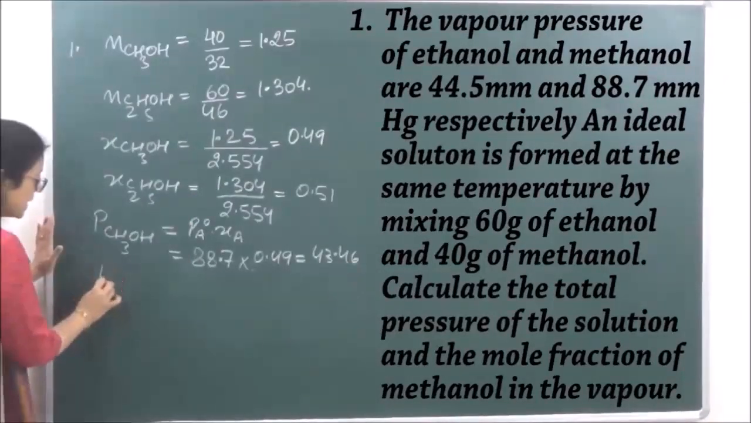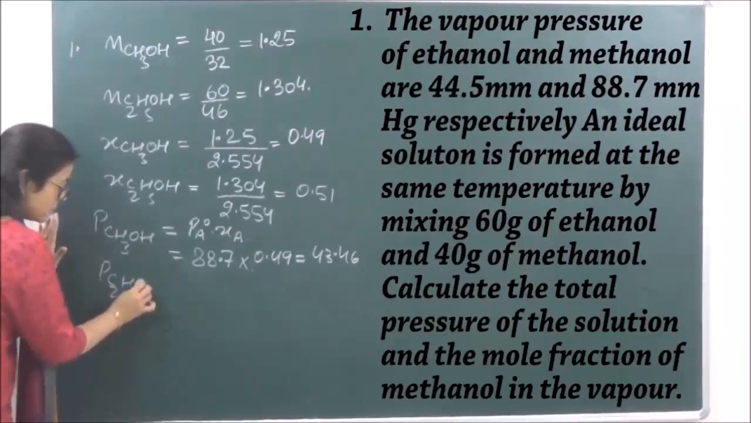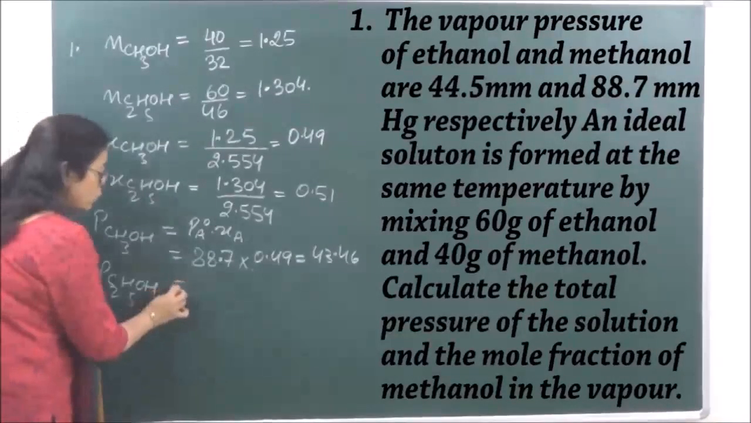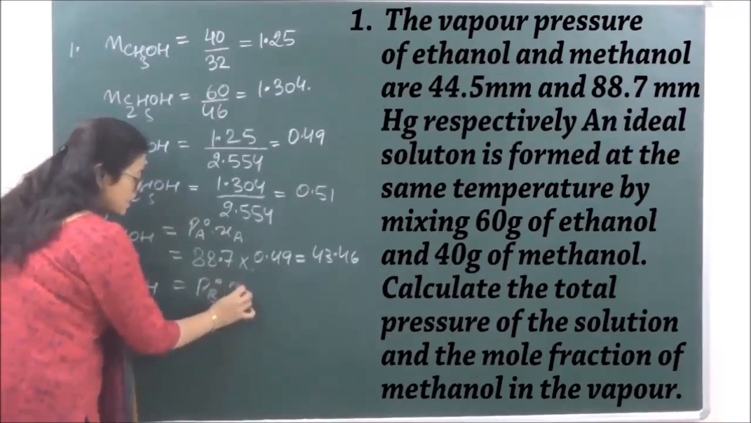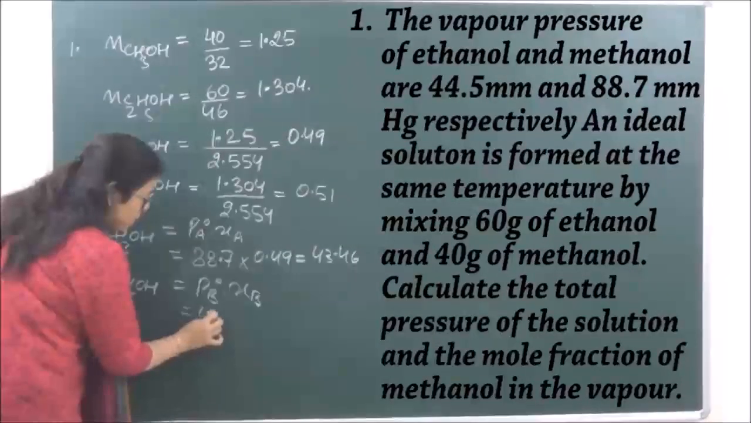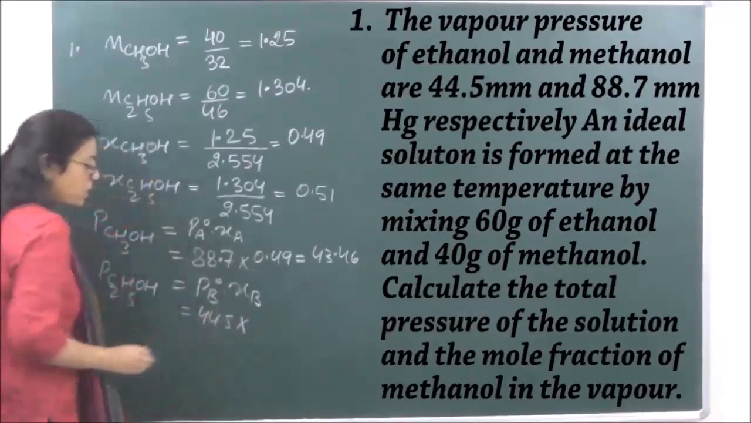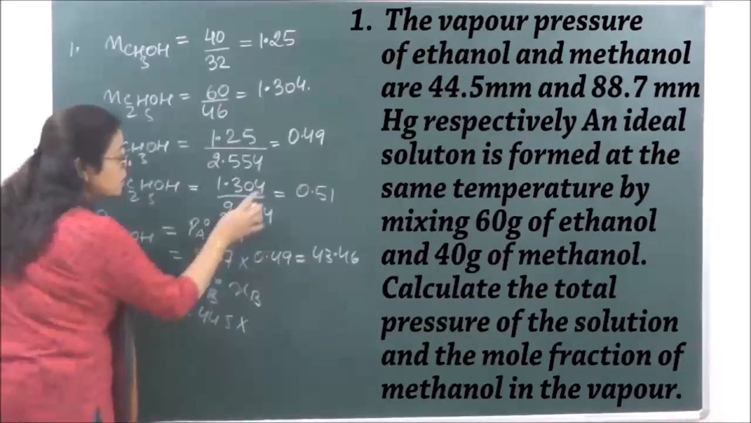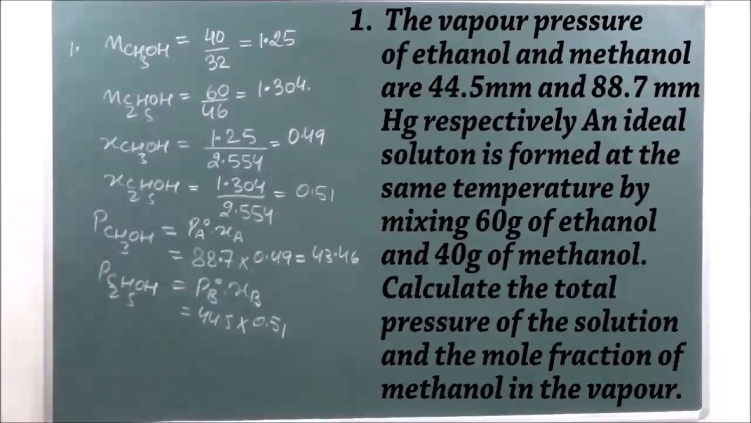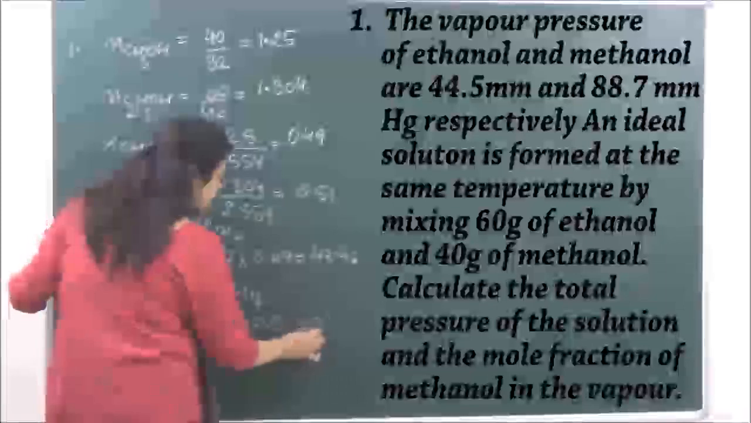Right? Similarly, we can calculate the pressure of C2H5OH, that will be equal to PB naught into XB. Okay, PB naught given to us is 44.5. So 44.5 into the mole fraction, which is 0.51. This becomes equal to 22.69.